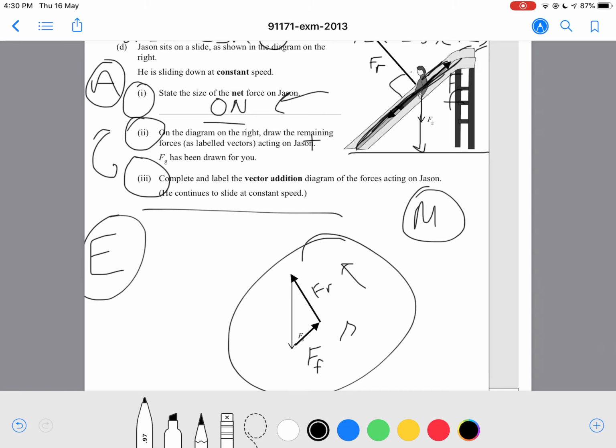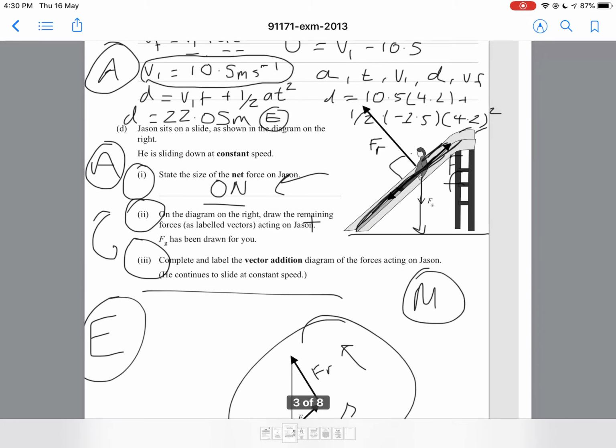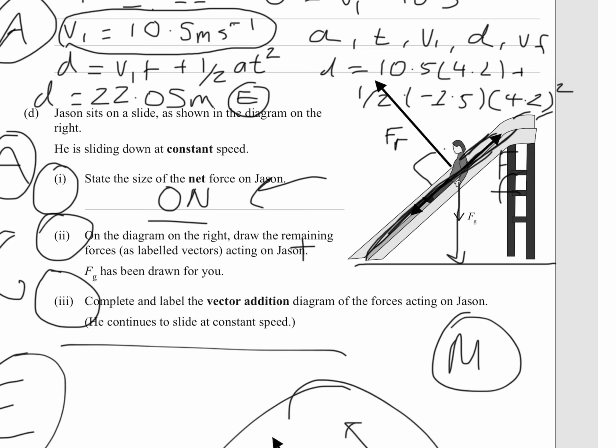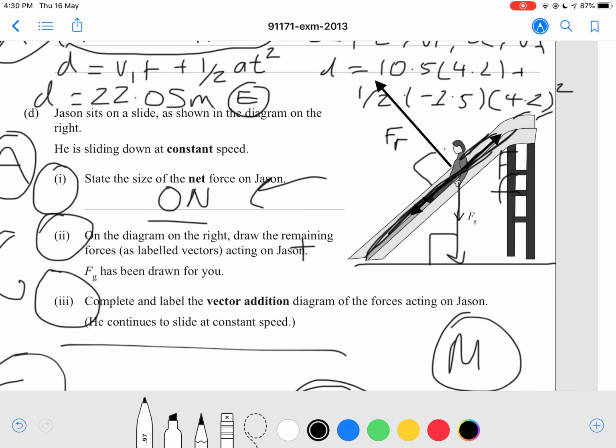But it's important to remember, like I said, I'll say this one more time. When you're labeling the vectors, it's important to keep the little things in mind. For example, the F of R acts 90 degrees to the surface, that means it makes 90 degrees with the slide. Force of gravity always acts directly downwards. It doesn't act at the angle, it acts downwards, and makes 90 degrees with the ground. So you see the ground I've drawn here. So this is 90 degrees here.